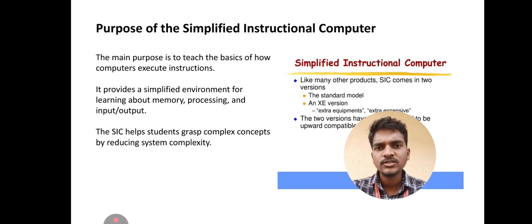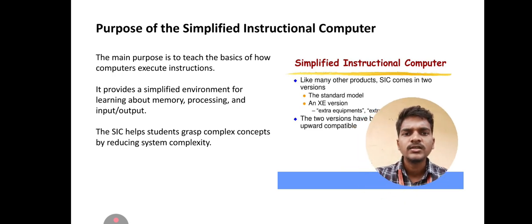Next, the purpose of the simplified instructional computer. The main purpose is to teach the basics of how a computer executes instructions. It provides a simplified environment for learning about memory, processing and input output. The simplified instructional computer helps students grasp complex concepts by reducing the system complexity.